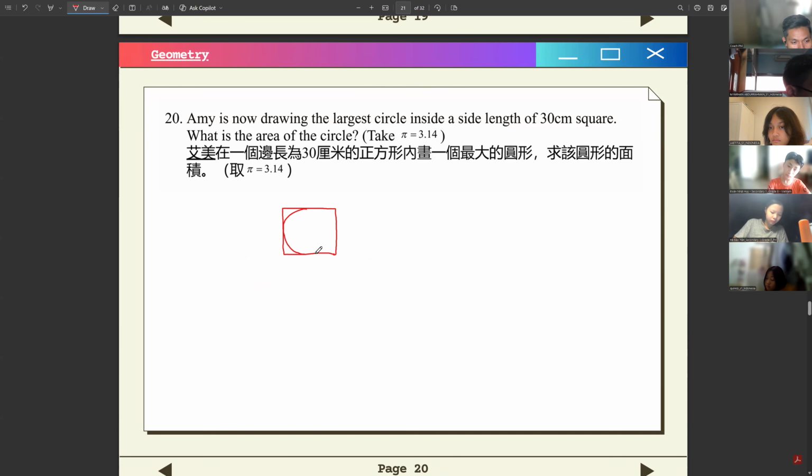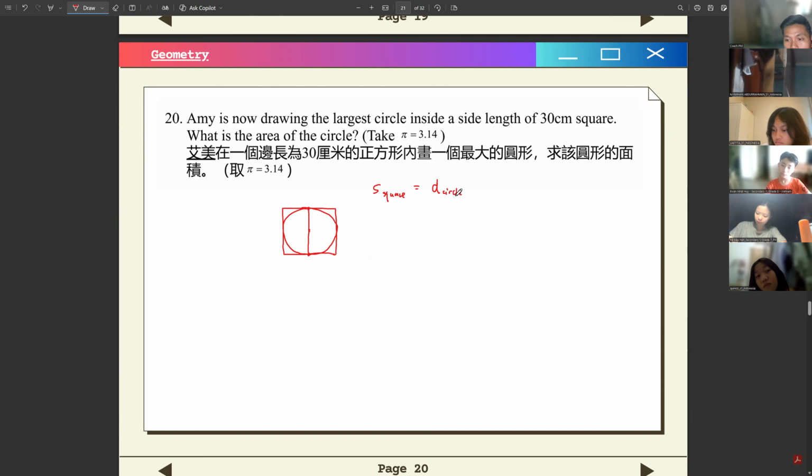This is the largest circle that you can make inside the square, right? What do we notice from this? Take note, the diameter. This point on the circle touches the side of the square, right? This point of the circle also touches the side of the square, meaning the side length of the square is just equal to the diameter of the circle, right? Is that true? Yes, it is. So which is given as 30 centimeters.